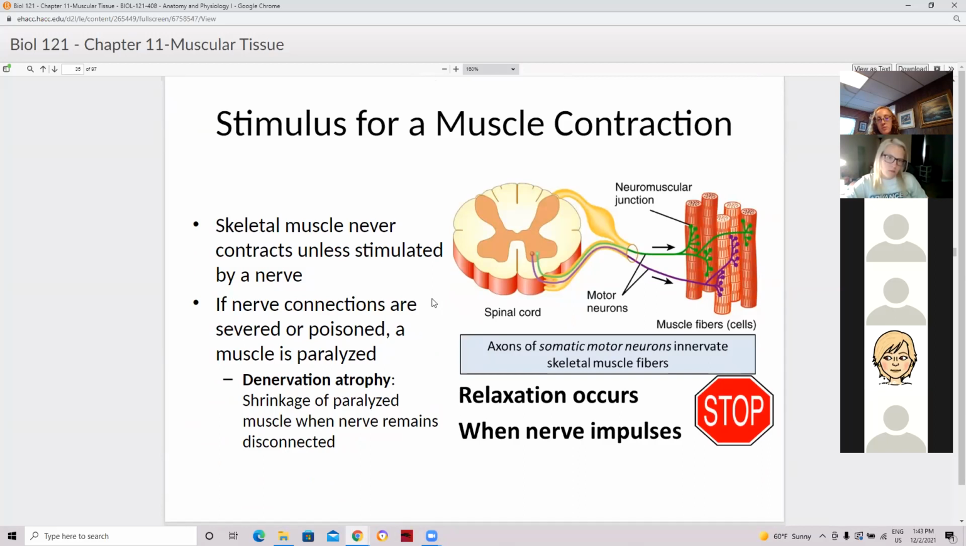Muscle never contracts unless it's stimulated by a nerve. If the nerve connections are severed or poisoned, the muscle is paralyzed. Denervation atrophy is where we get the shrinkage of the muscle because the nerve remains disconnected.